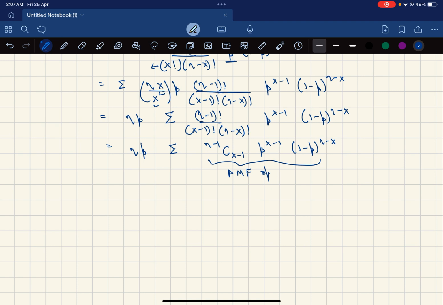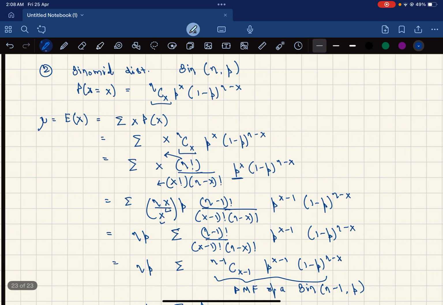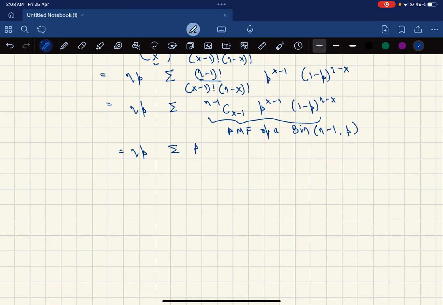the PMF of a binomial distribution with n minus 1 and probability p. And since we know this, we can write this as np summation of p. Let us call this particular random variable, the binomial random variable with parameters n minus 1 and p, as y. So we can write it as P(y equal to x minus 1).